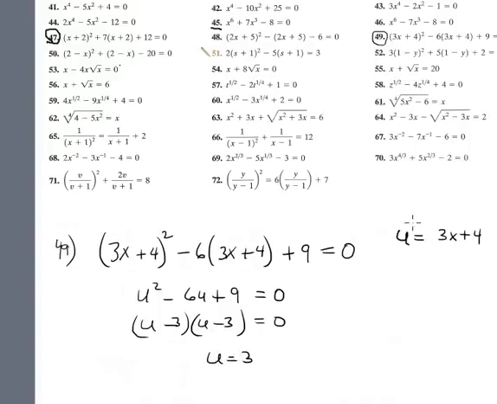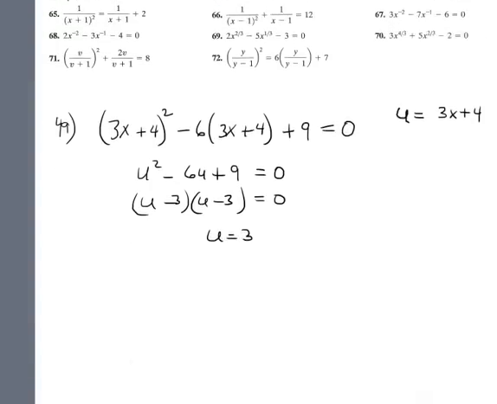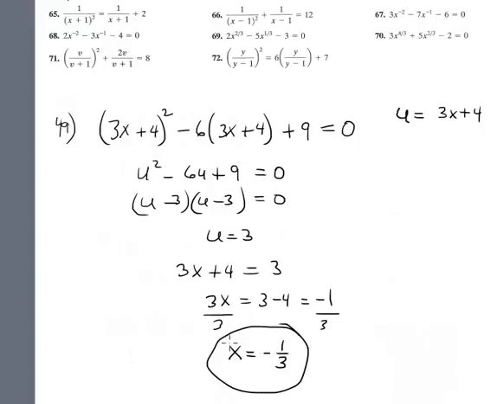And 3, retrieving the original variable, is 3x plus 4 is equal to 3. 3x is equal 3 minus 4, which gets negative 1, divided by 3 on both sides, x equal negative 1 over 3. And this is the answer.